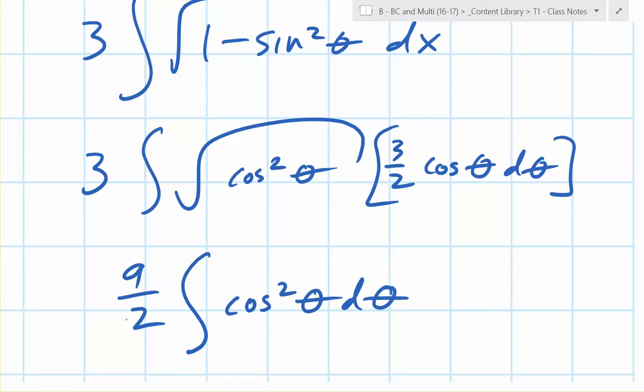It's not simple anymore. What have I not written in very deliberately? The limits of integration. Yeah, we haven't made it a definite integral. The thing is, unless we're going to evaluate it now, which we're not, I don't want to write them in yet. I want to go all the way back.